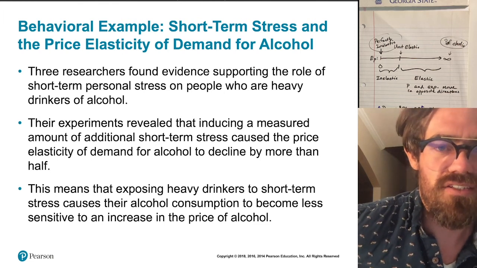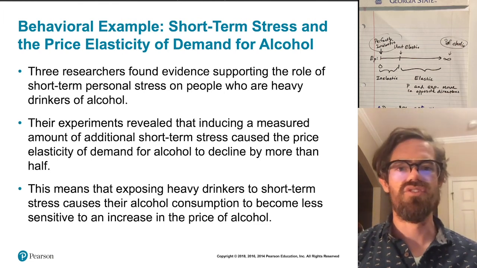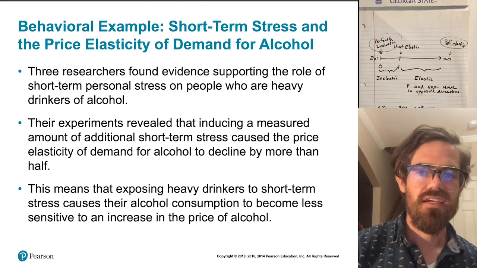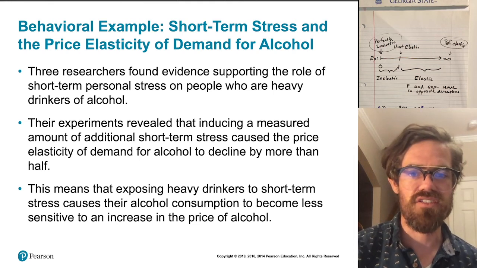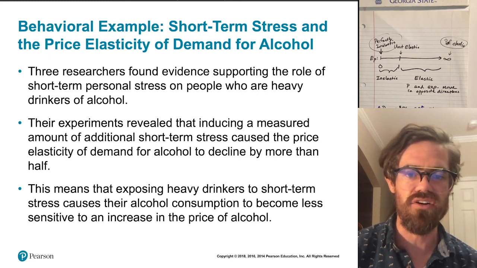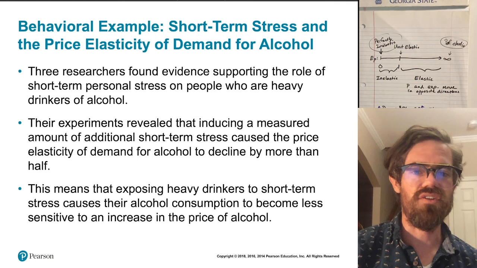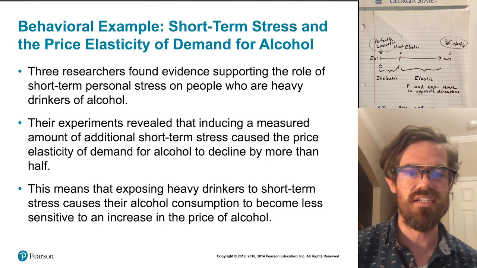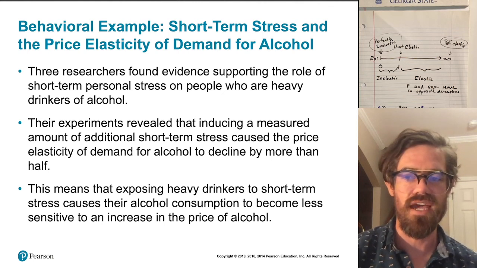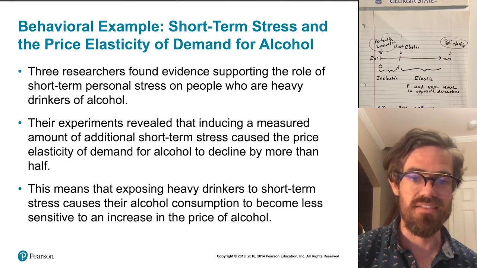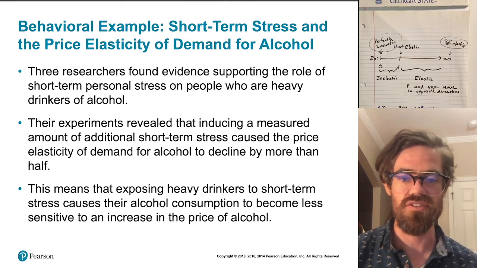Okay, and we'll end this section with a behavioral example. So looking at short-term stress and the price elasticity of demand for alcohol. There were three researchers that found evidence supporting the role of short-term personal stress on people who are heavy drinkers of alcohol. Their experiments revealed that inducing a measured amount of additional short-term stress caused the price elasticity of demand for alcohol to decline by more than half, right? So putting people under just a little bit of short-term stress made them really want to buy some alcohol and not respond very much to price changes.